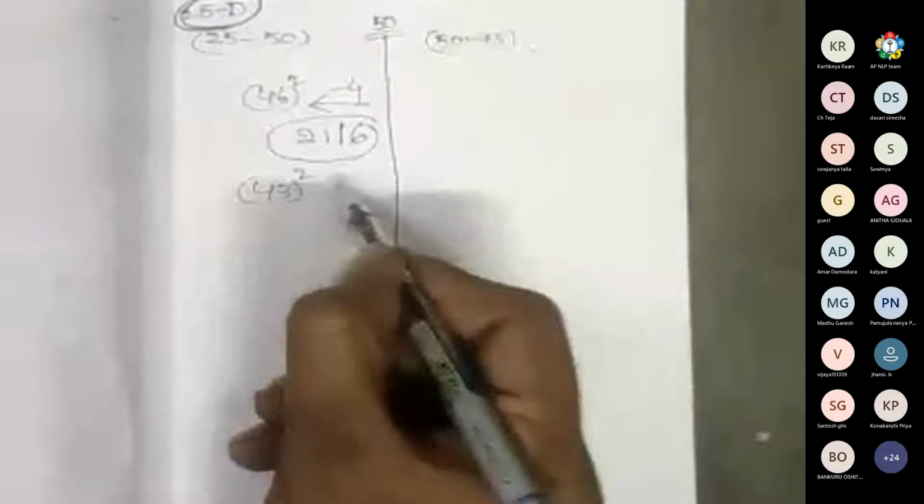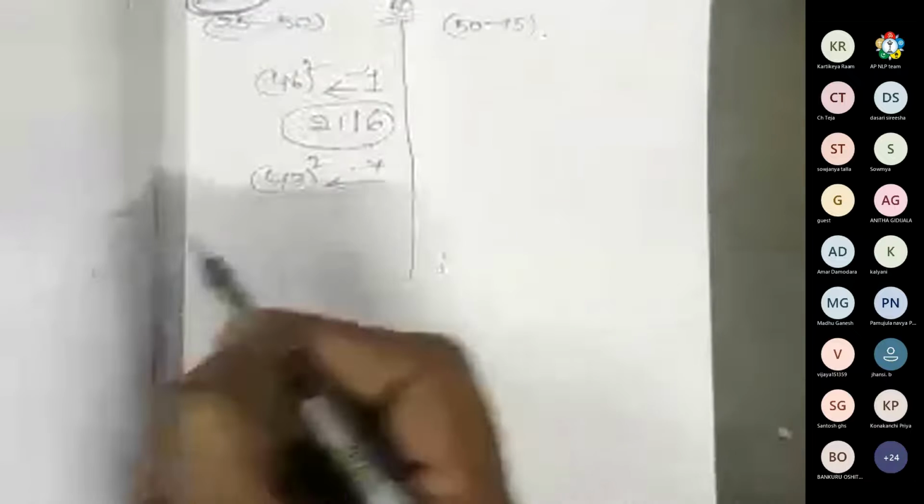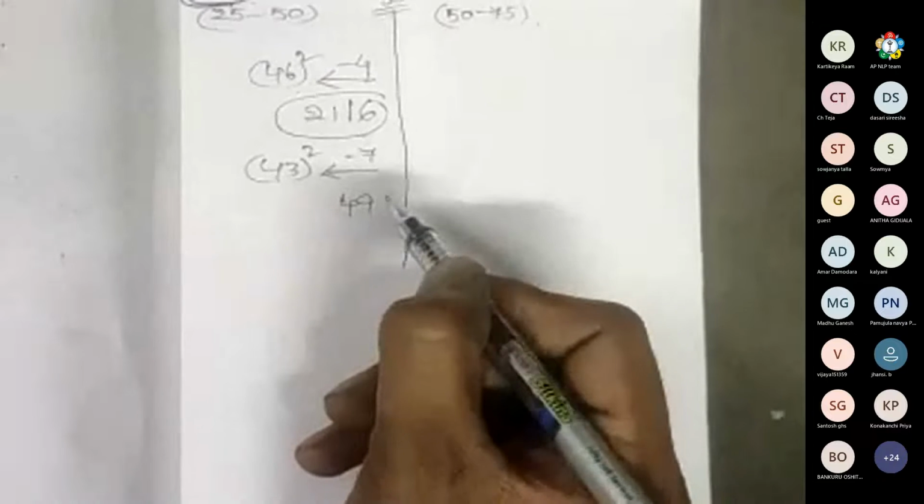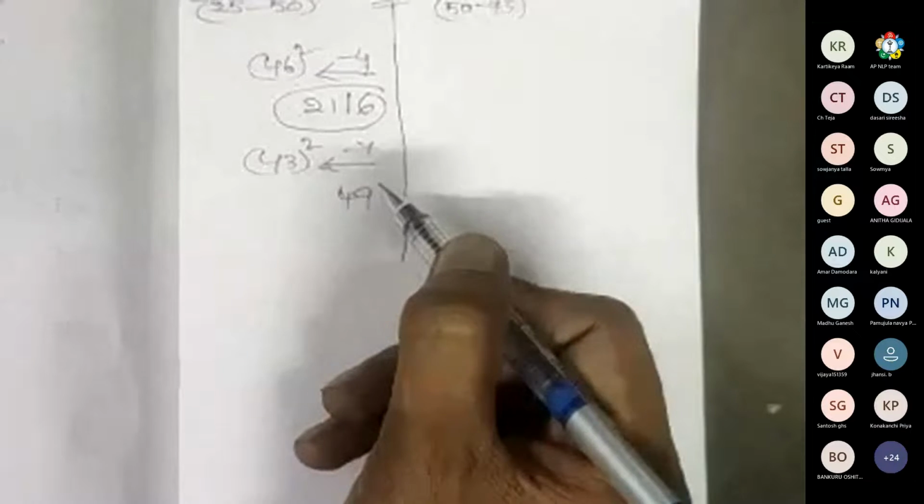For example, 43 whole square. For 50, how much less? 7 less. 7 square is 49. 25 minus 7 is 18. Answer is 1849.